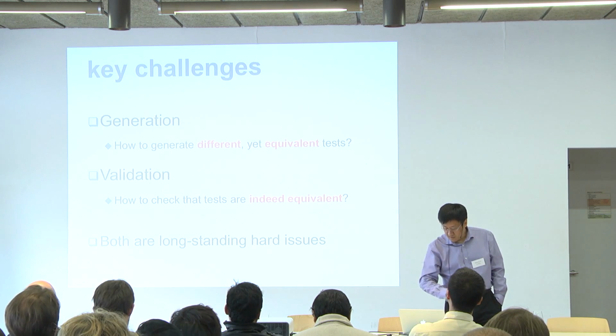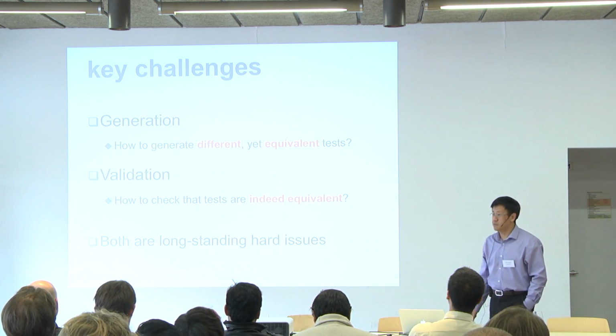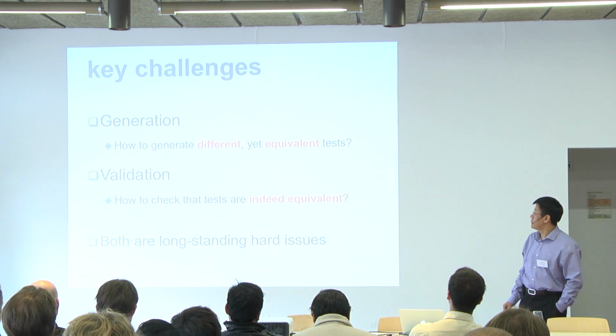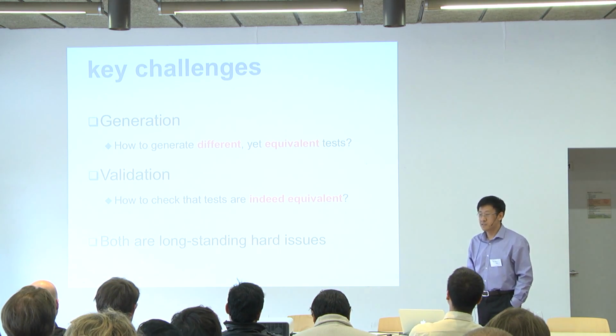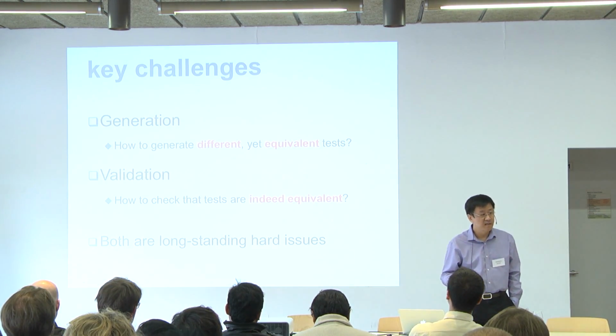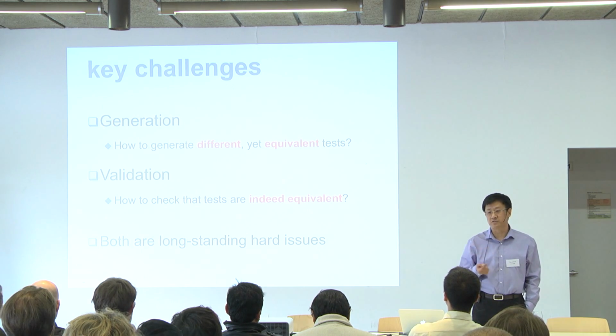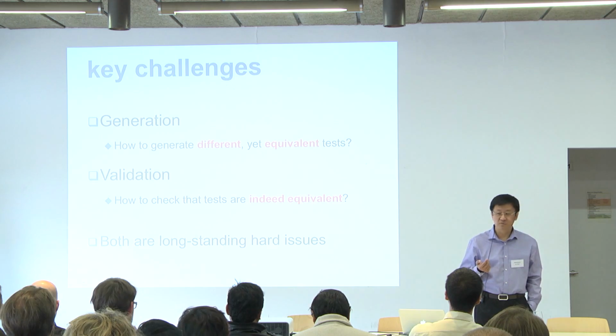But it's not easy. First of all, how do we generate these different variants that are also equivalent ones? Second, once you generate a variant, how do you know it's equivalent to the original one? Both are really hard questions. So we seem to get stuck.